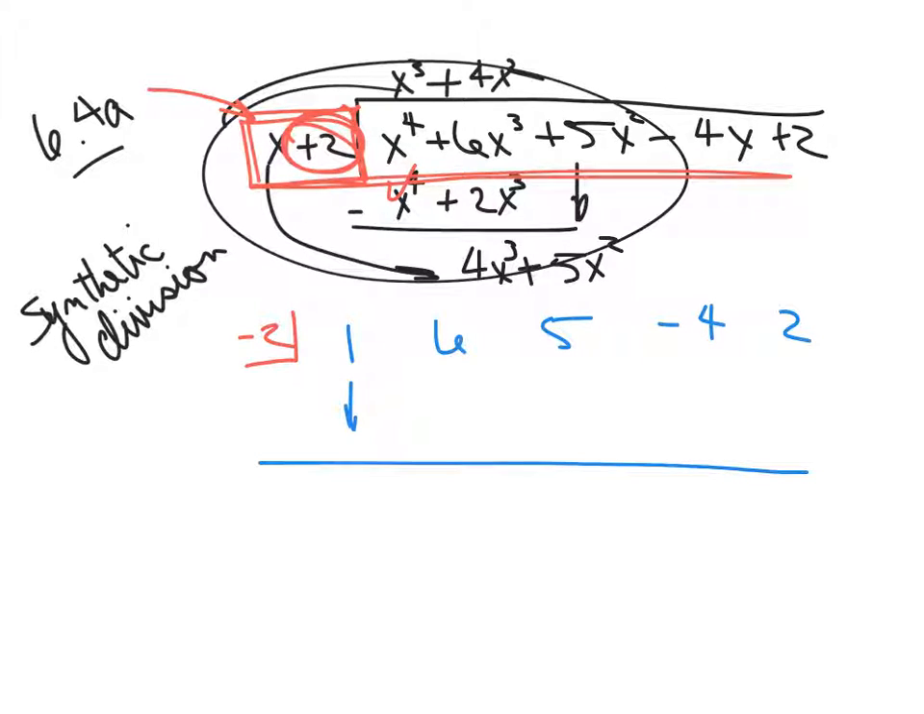We bring down the 1. We multiply it by negative 2 and put that answer here. Then we add. Then we multiply the negative 2 times the 4. Then we add. Negative 3 times the negative 2. Then we add. Negative 2 times the 2. Negative 4. Then we add.